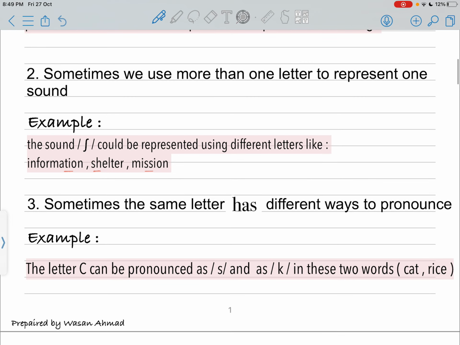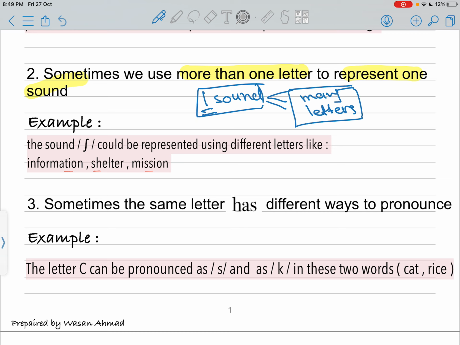The second problem is sometimes we use more than one letter to represent one sound. So we have one sound, okay, and to represent this sound we use many letters, and this is a big problem because I have one sound, and as a language learner I don't have access to all the vocabulary in the language and all the ways to pronounce all the words in this language. So this is a really big problem, but yes, one sound represented by many letters.